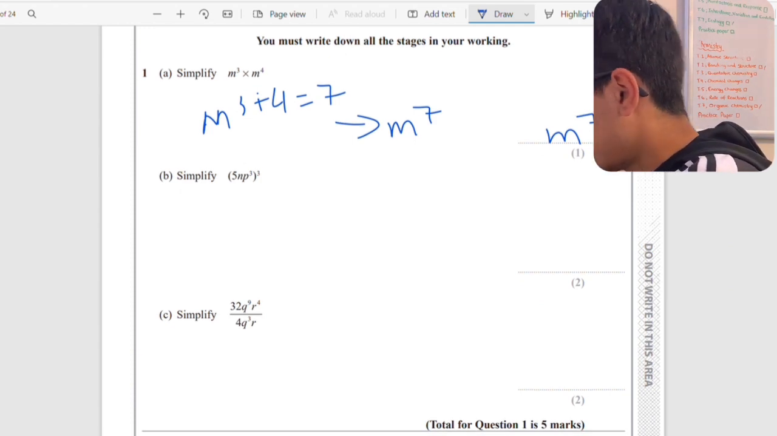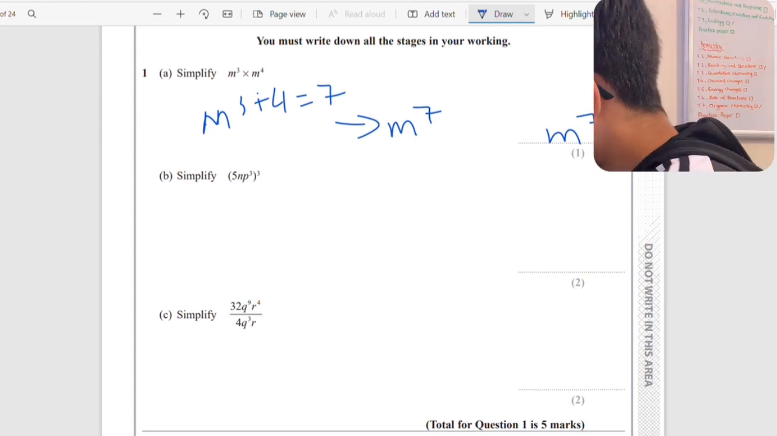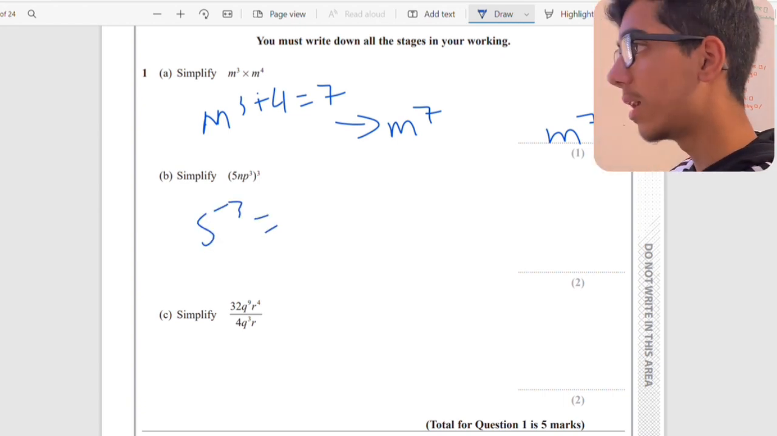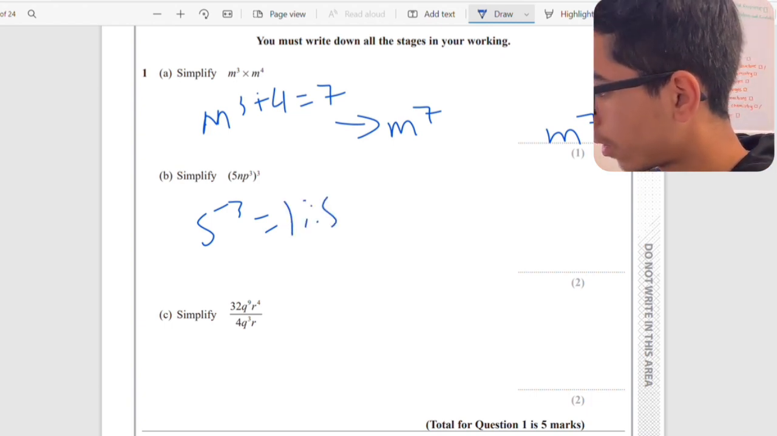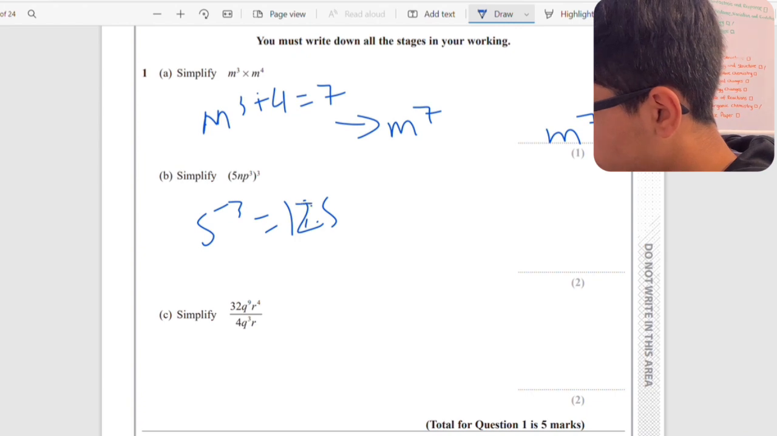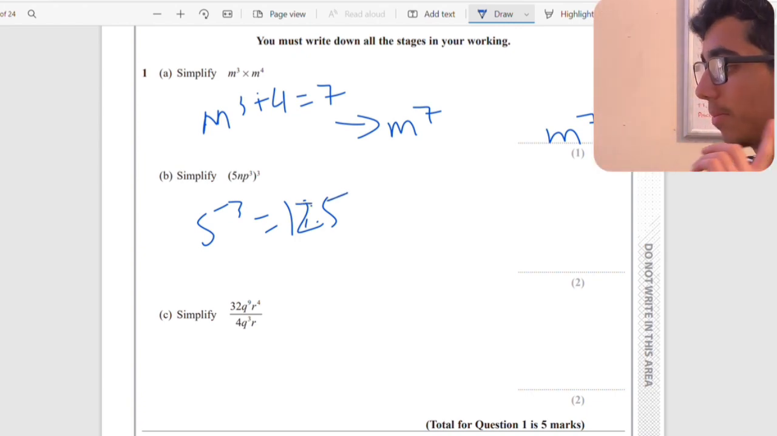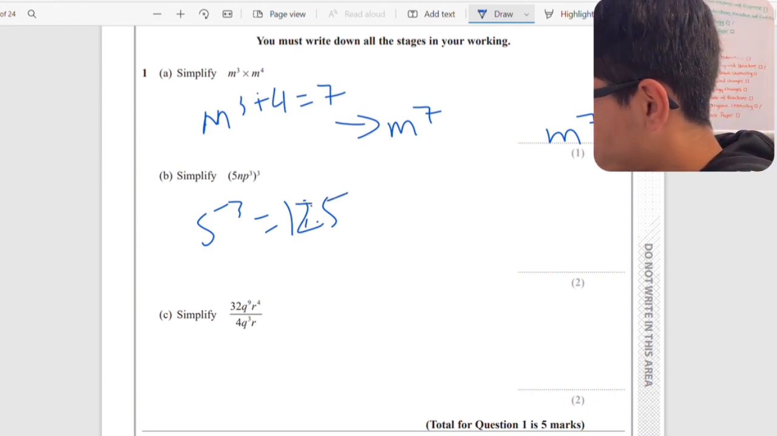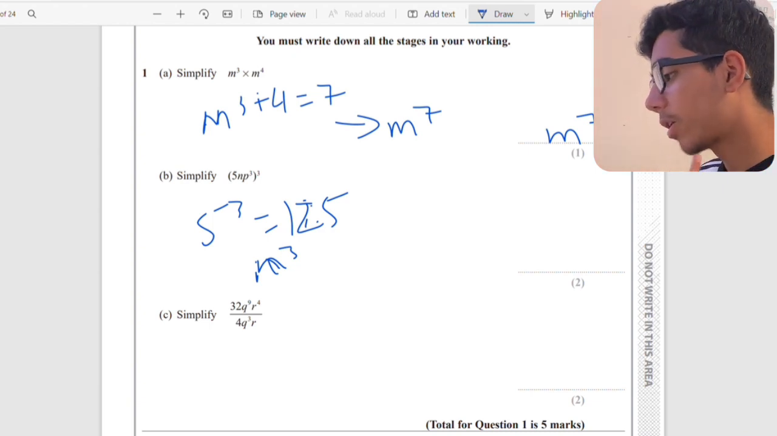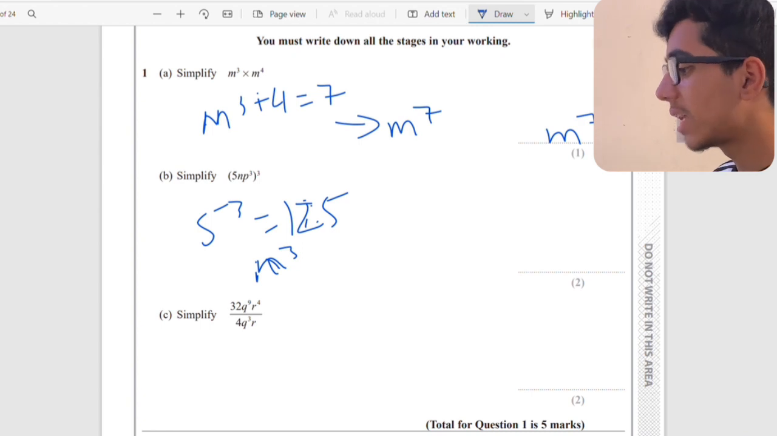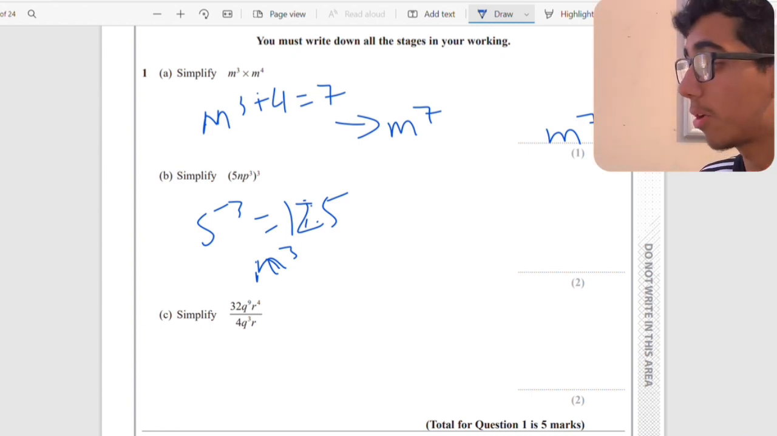Simplify. Okay, so this is brackets. The first thing to do is 5 to the power of 3, which is 125. Definitely not good at this. n to the power of 3 is n to the power of 3. And then p to the power of 3, okay, so I think in this case it would multiply. So I think I'm going to go with p to the power of 9.